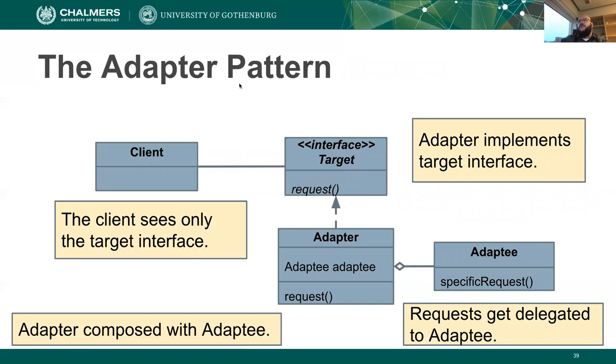The client is only going to see the target interface, right? The adapter is going to implement the interface that we actually want to work with. The adapter is going to implement that interface, and it's going to be composed with the adaptee. It's going to have a pointer to the adaptee it wraps around, and requests get delegated from the adapter to the adaptee through the interface presented by the adapter, right?